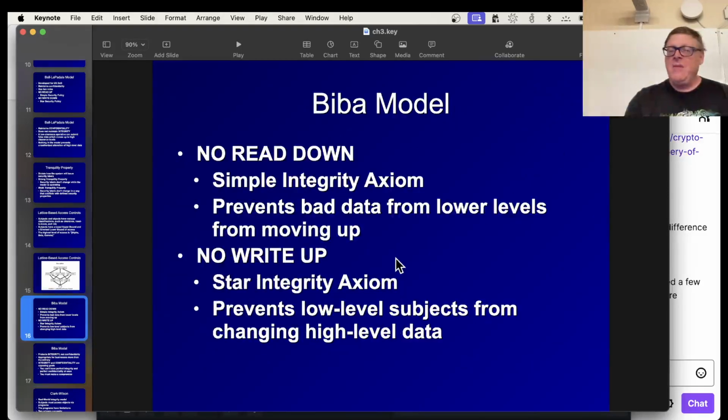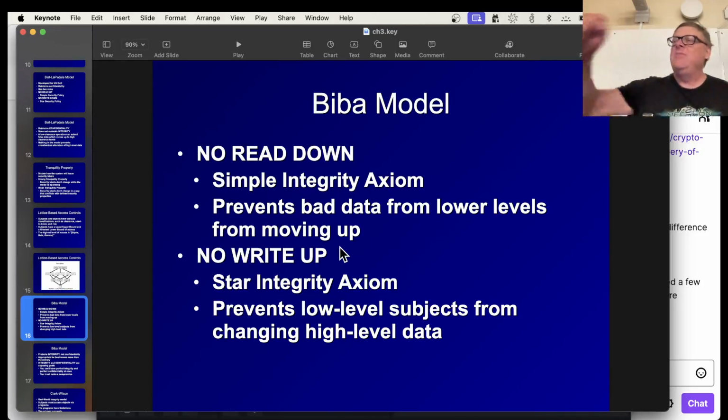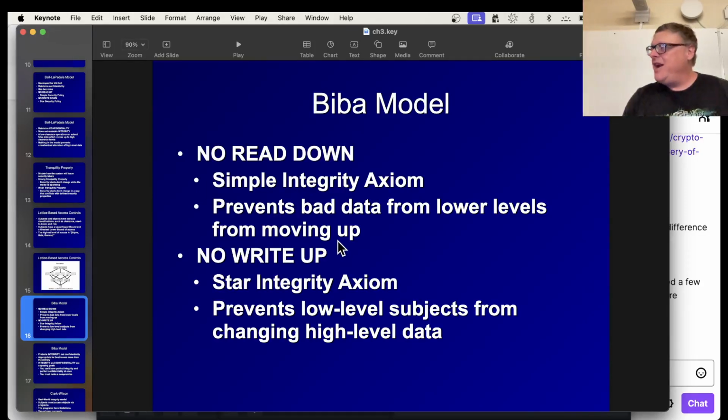And the example I think about here is the Catholic Church. The Catholic Church has this thing called the Bible, and nobody can ever change it. Nobody can write up. It's the highest level of data within their structure, but everybody can read it, and nobody can change it. So you have integrity. You have this document that will never change, and everybody at every level can read it. So you have integrity, but no confidentiality. Everybody can see it. So anyway, all right.